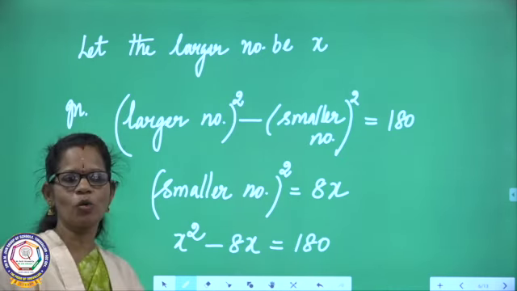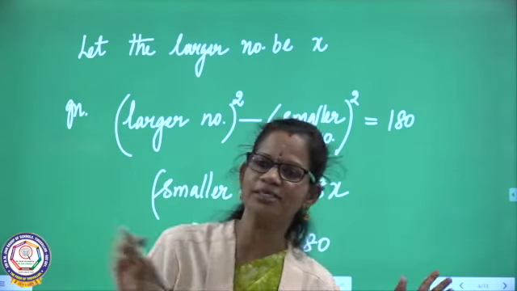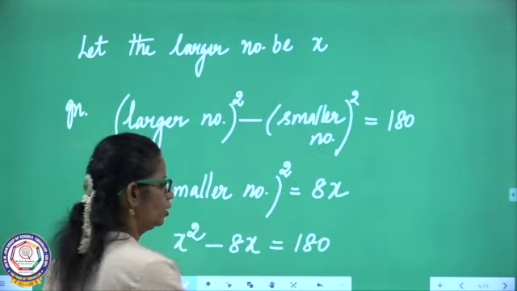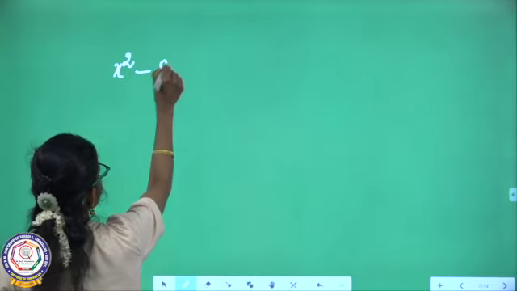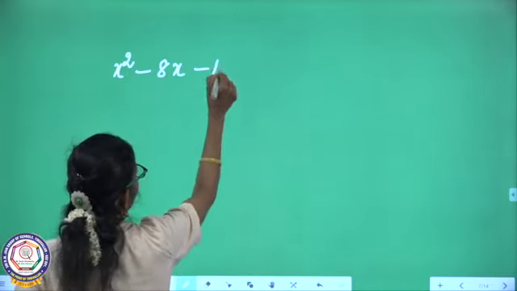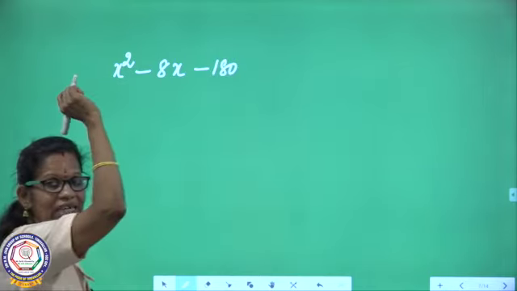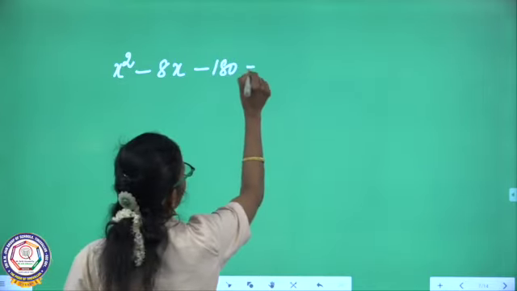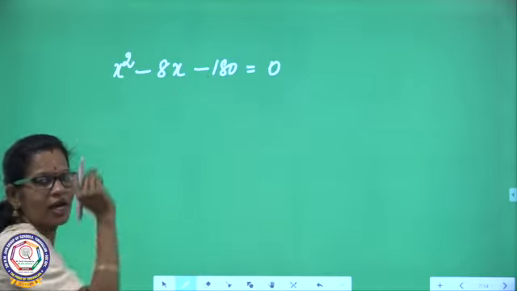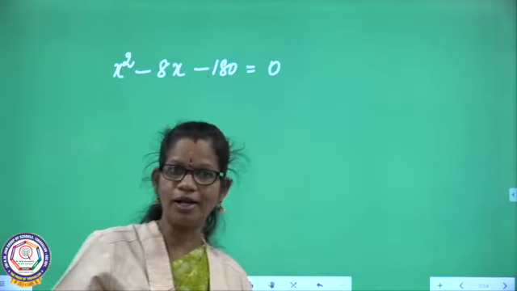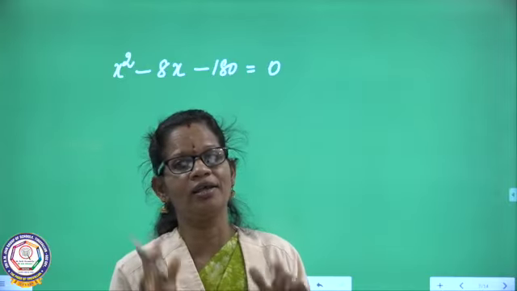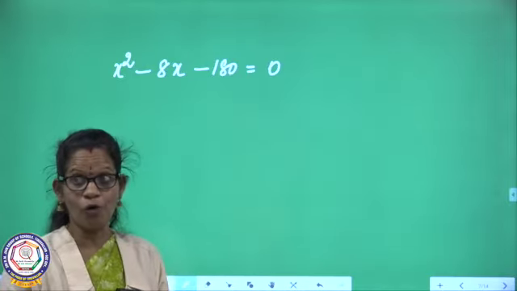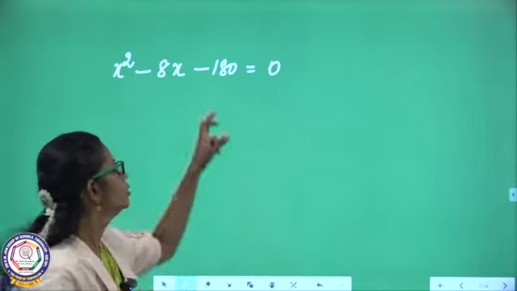When you can arrive at the quadratic, I said very good, the right hand side becomes 0. I am going to make it x square minus 8x minus 180 equal to 0, right? Now we arrived at a quadratic. How the total statement converted into the quadratic, that is important, right? I hope you people enjoy it, right?